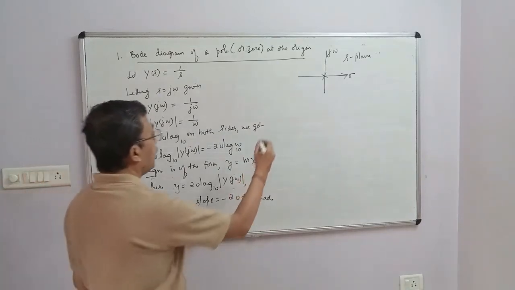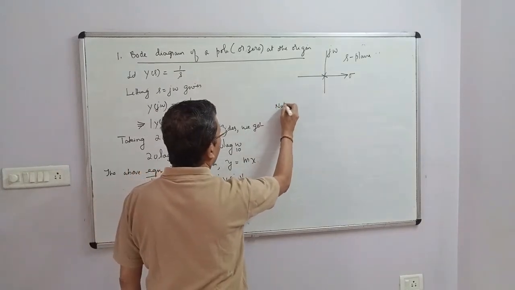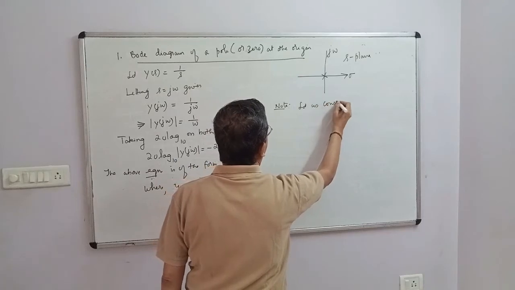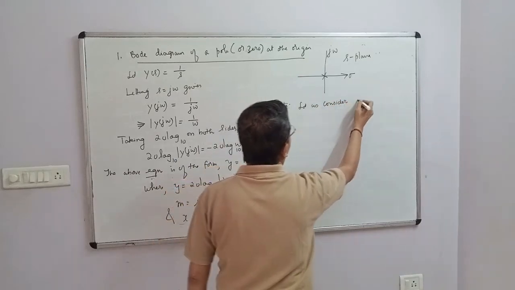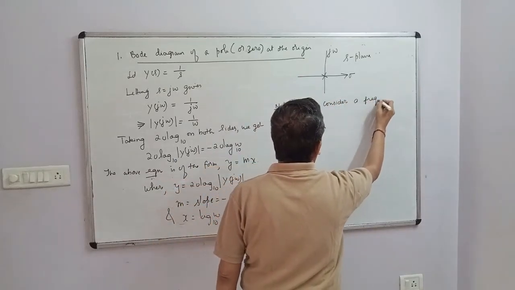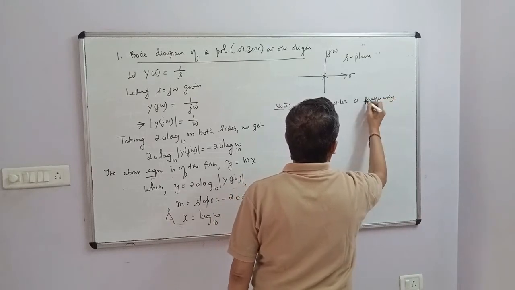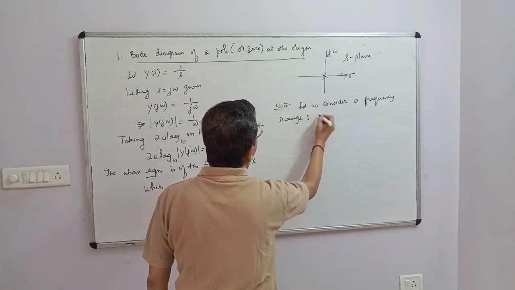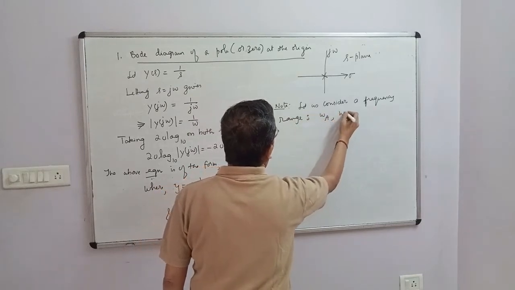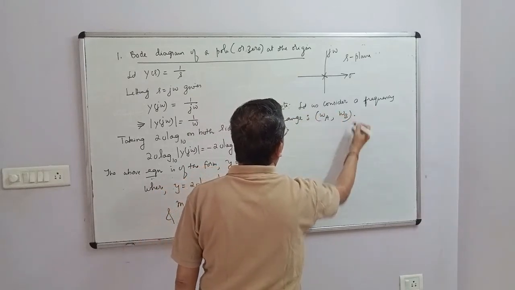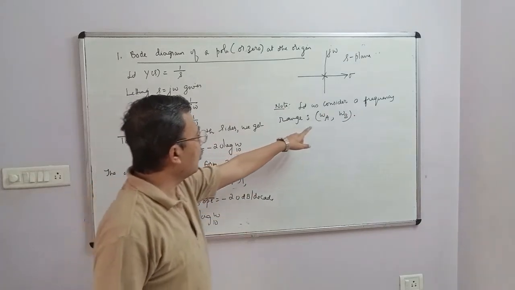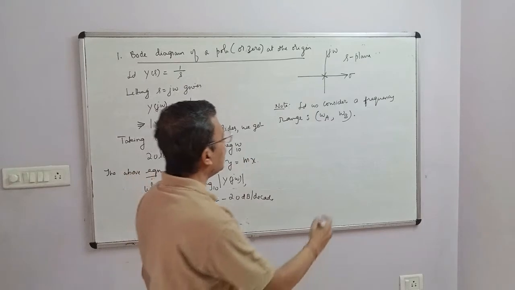What is a decade? Let us consider a frequency range starting at omega a, ending at omega b.